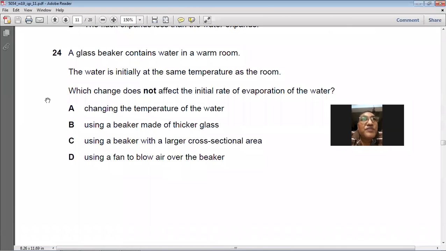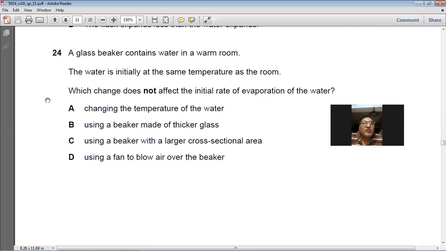A glass beaker contains water in a warm room. The water is initially at the same temperature as the room. What change does not affect the initial rate of evaporation of the water? Changing the temperature of the water will definitely change the rate of evaporation. Using a beaker made of thicker glass, yes, this will not change the rate of evaporation. Using a beaker with a larger cross-sectional area, the water will have larger surface area, so the rate of evaporation will become faster. So C cannot be the answer.